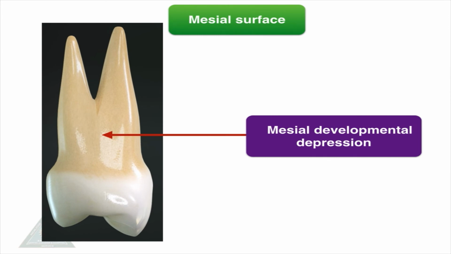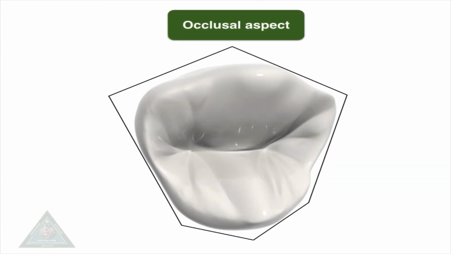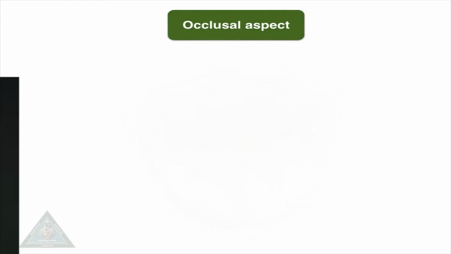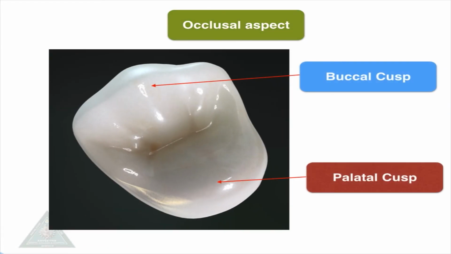Now, moving on to the occlusal aspect. Occlusally, the tooth roughly resembles a hexagon. It has a buccal cusp and the palatal cusp. The height of the palatal cusp is lower than that of the buccal cusp.